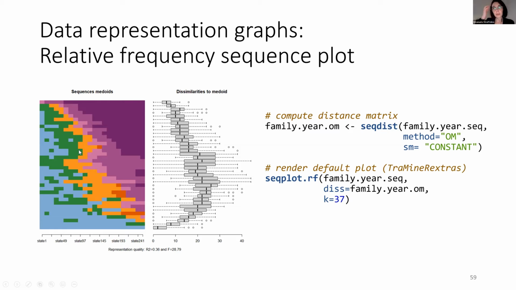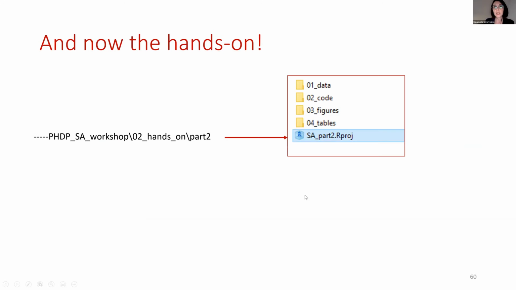And we will learn in a bit that the variation within our pool of sequences is actually what we are interested in, because we want to measure that variation. We want to identify how different sequences are. Also, in this case, there's a command to render this plot in R, which is seqplot.rf. And we will see in a minute how to work with that.